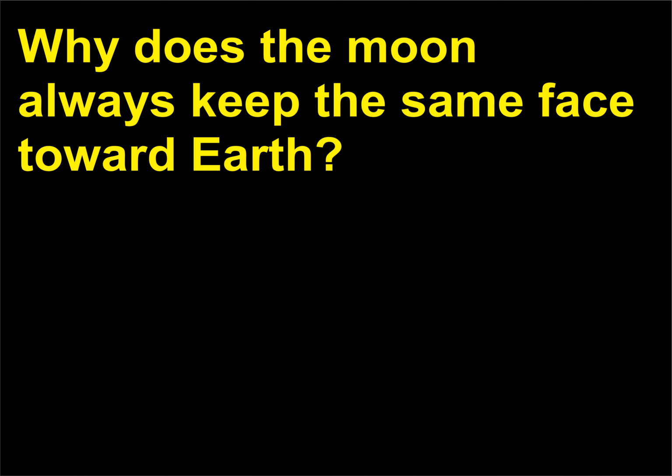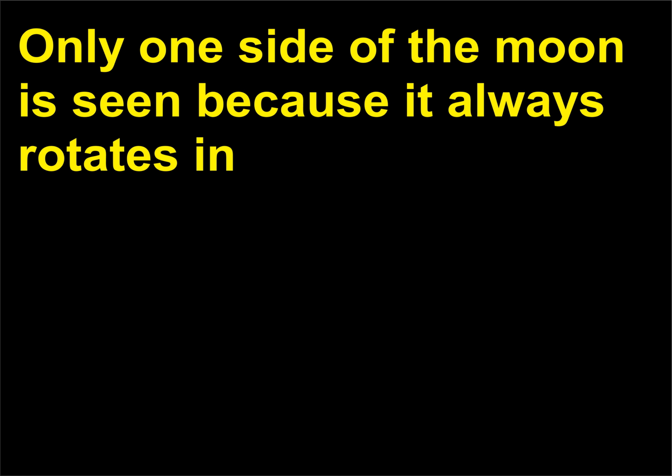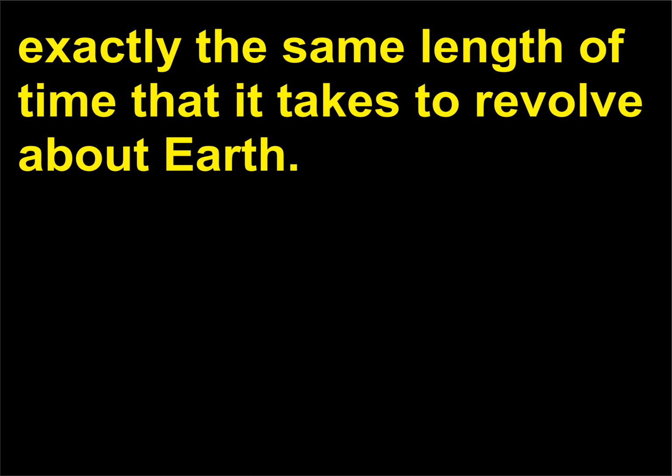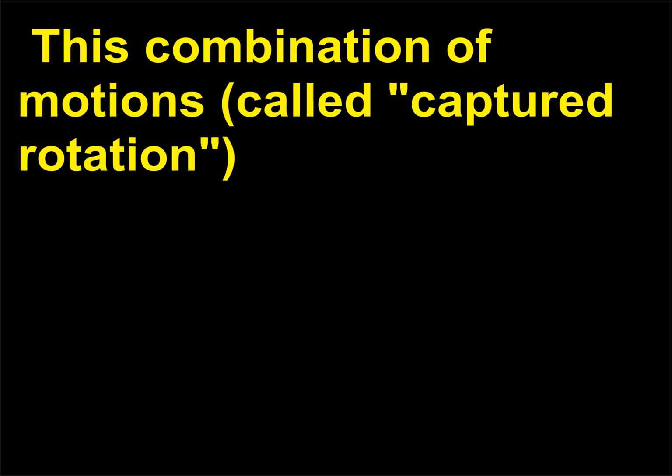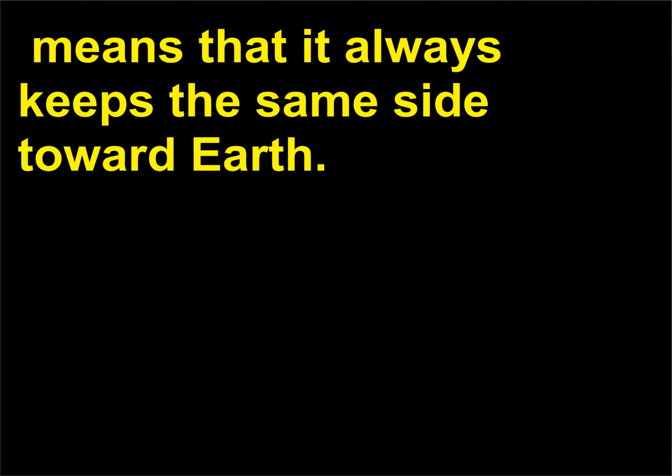Why does the moon always keep the same face toward Earth? Only one side of the moon is seen because it always rotates in exactly the same length of time that it takes to revolve about Earth. This combination of motions, called captured rotation, means that it always keeps the same side toward Earth.